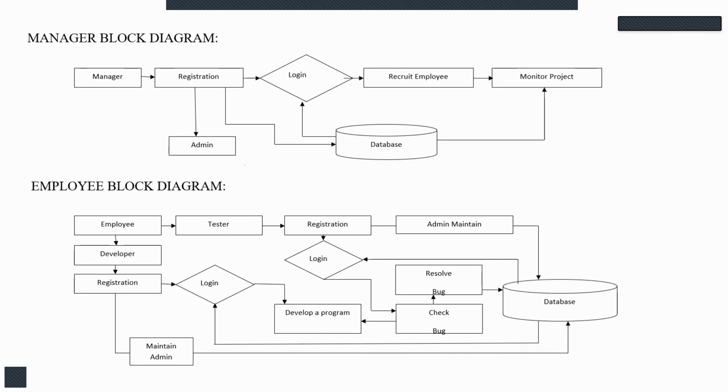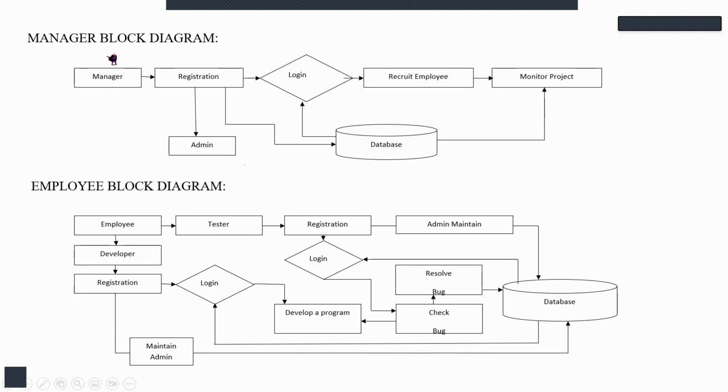Next, we are going to discuss the block diagrams that we used for implementing this project. This is based upon a role-based access system. The first one is the manager block diagram. The manager is responsible for tracking the bugs. He plays the major role, and he also plays a role in recruiting the employees, like recruiting the required number of testers and developers.